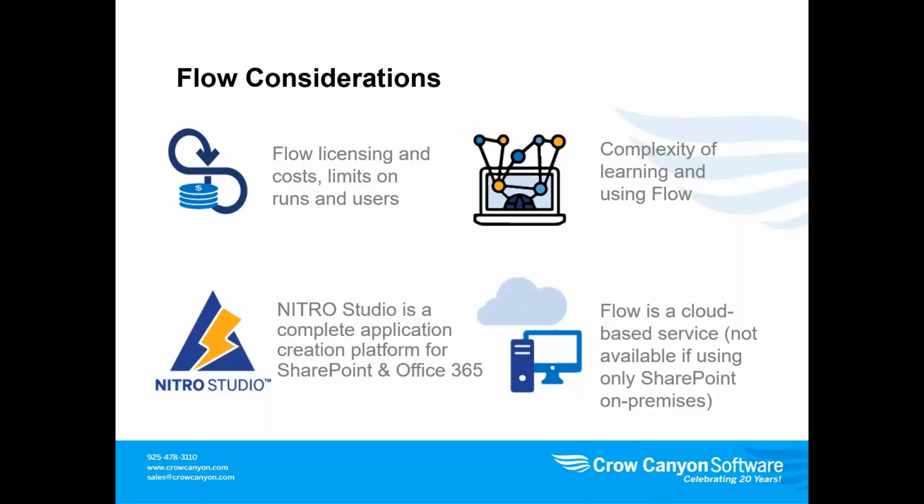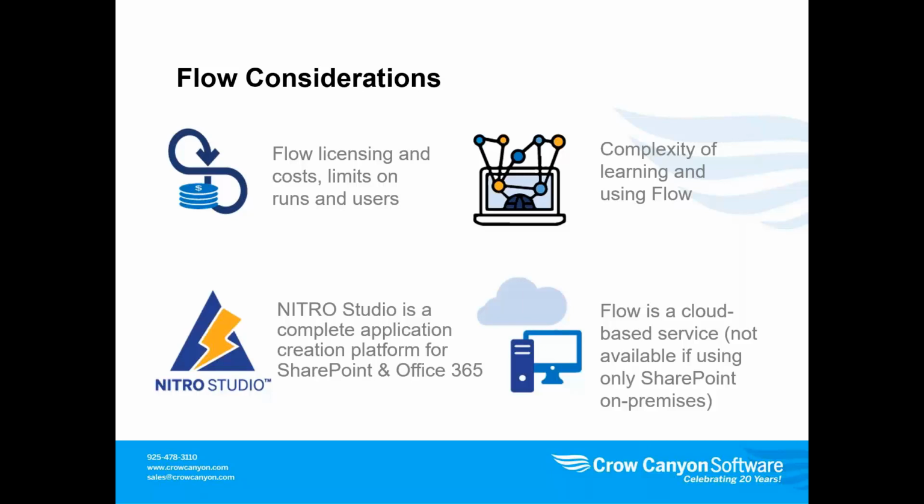Now, one person in the questions just mentioned number 4 down here, so you'd like to start at 1, but I'll start with this. Flow is a cloud-based service that's not available if you're using SharePoint on-premises, so it's not even a consideration at that point. Now, there is something called the on-premises data gateway. You have to have Flow as a cloud-based service, maybe in Office 365 or whatever, but if you don't have that, you can't use the on-premises data gateway because you have to have something to connect to.